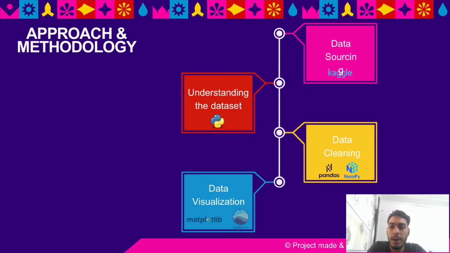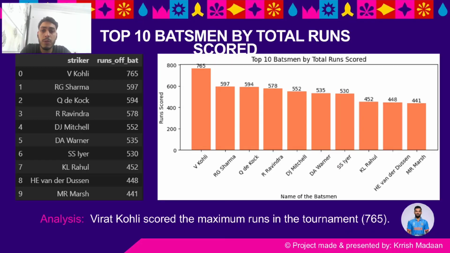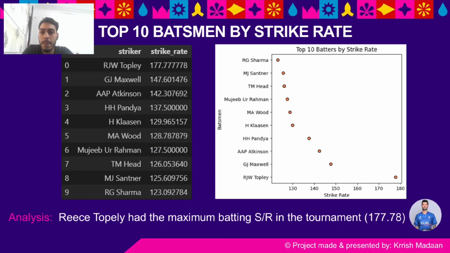visualization tools. And yeah, so the first one is the top 10 batsmen by total runs scored. And you can see here's a table of the top 10 batsmen and a bar chart of the same. So from this, you can clearly see that Virat Kohli had scored the maximum runs in the tournament. Next, we move on to the top 10 batsmen by their strike rate. And for this, I have made a scatter plot. And from this, it is clearly visible that Reece Topley is leading the list with the maximum strike rate of around 178.